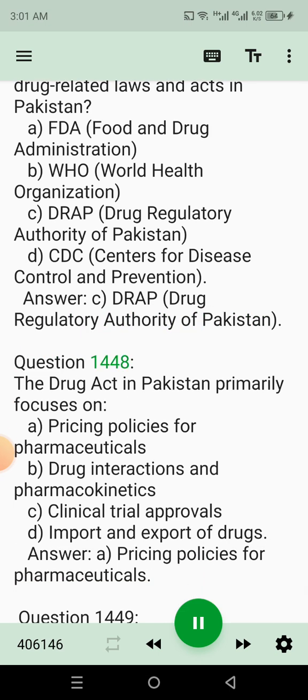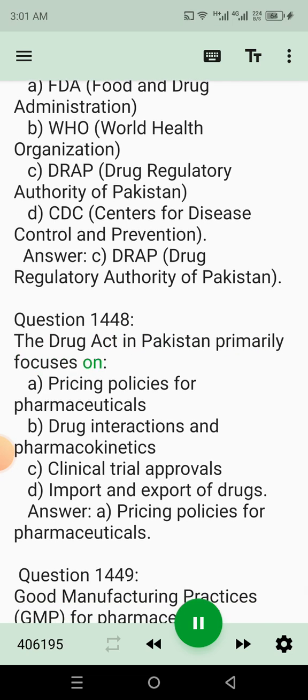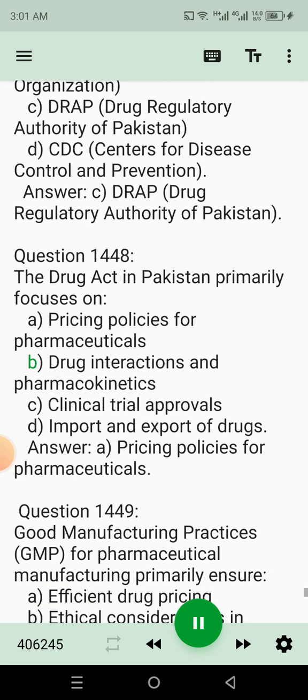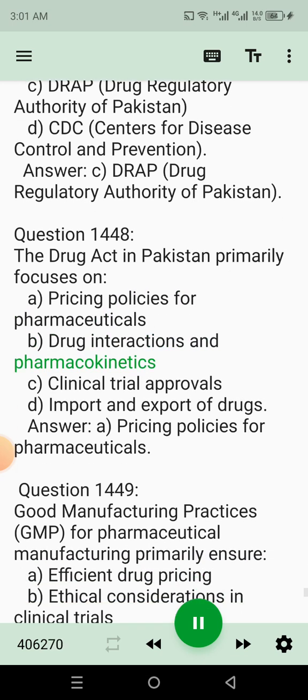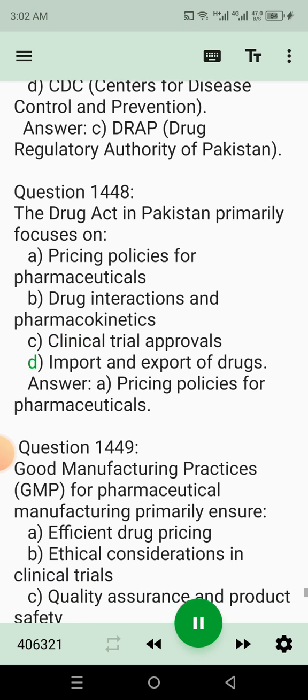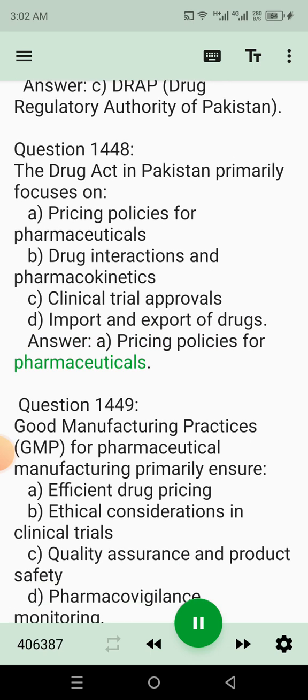Question 1448. The Drug Act in Pakistan primarily focuses on A. Pricing policies for pharmaceuticals. B. Drug interactions and pharmacokinetics. C. Clinical trial approvals. D. Import and export of drugs. Answer. A. Pricing policies for pharmaceuticals.